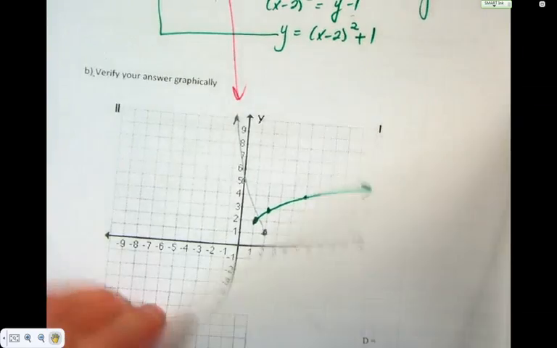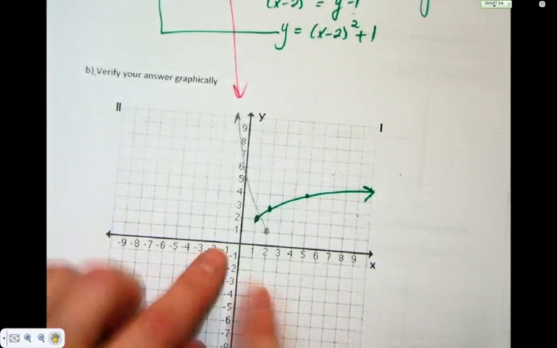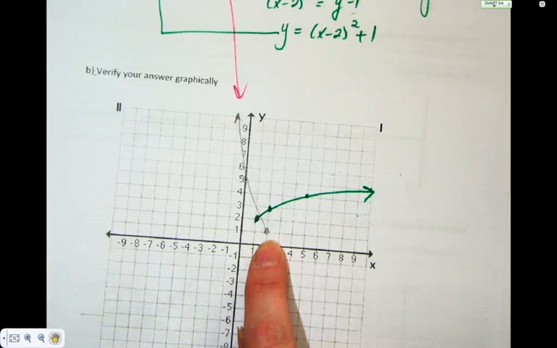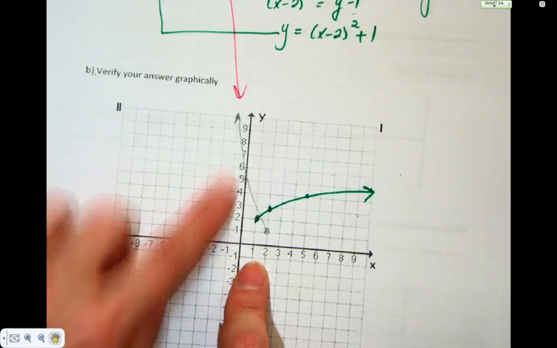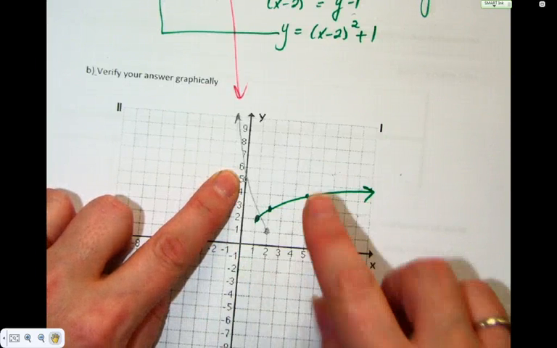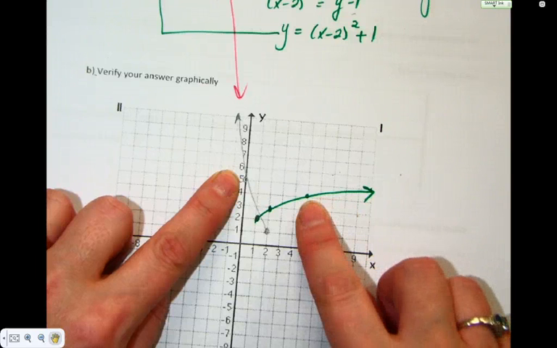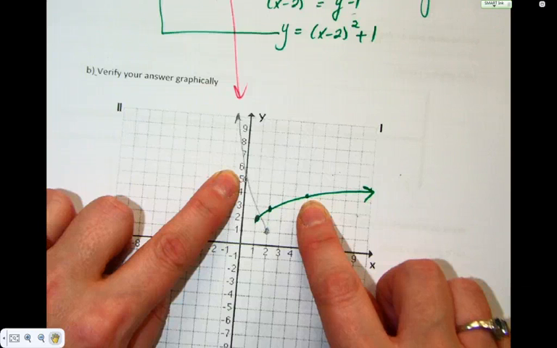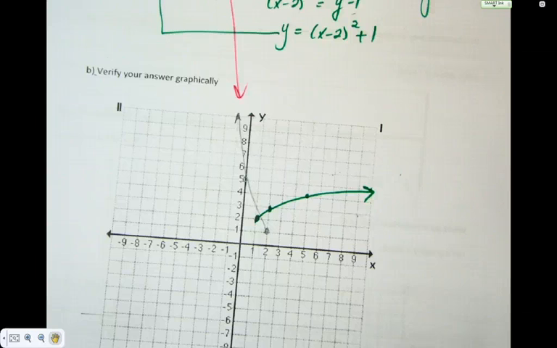No, so we can do the paper and we can fold, or we can look at the coordinates. So did 2, 1 flip? Did it go to 1, 2? Yes. Did our point here, 0, 5, flip and go to 5, 0? Okay, now what?